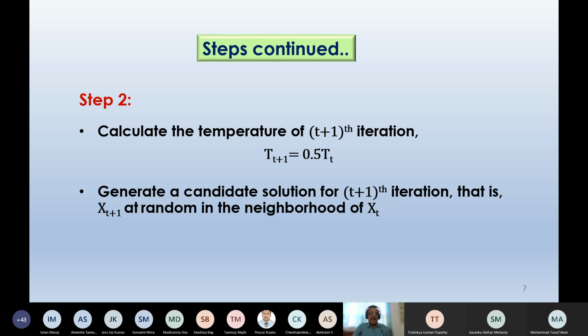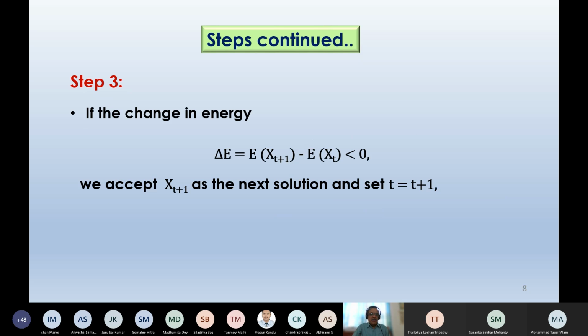And once you have generated the probable solution for the next iteration, we'll have to check whether it could be accepted or not. Okay. How to check it? To check it, what we do is find out how much is the change in energy from the first iteration to the second iteration. How much is the change in energy? Okay.